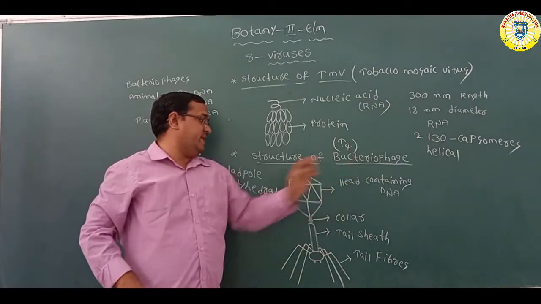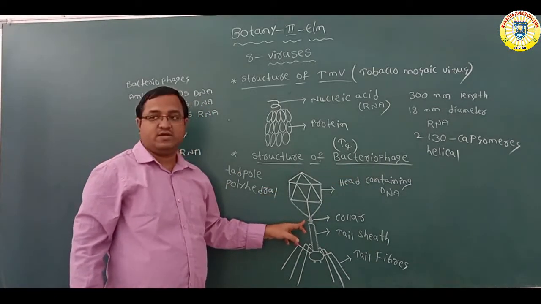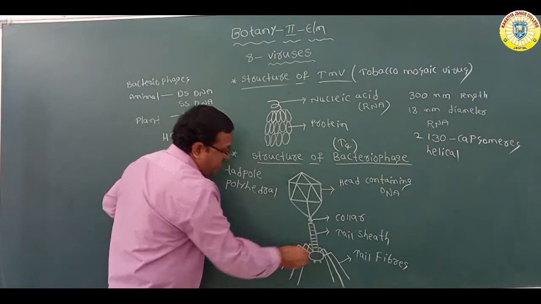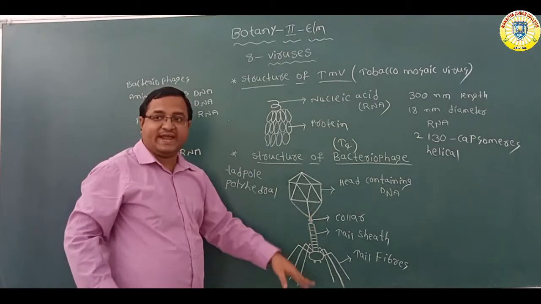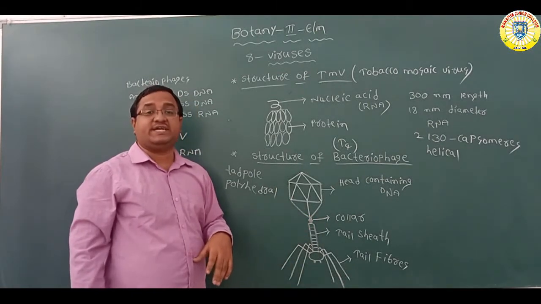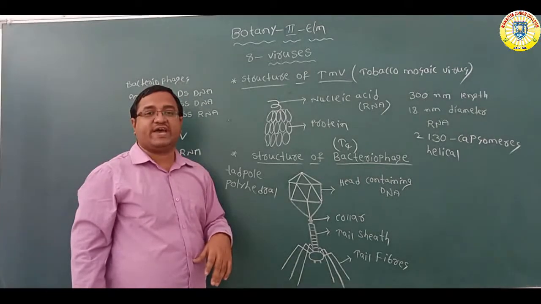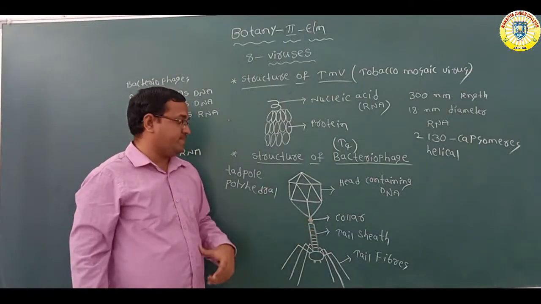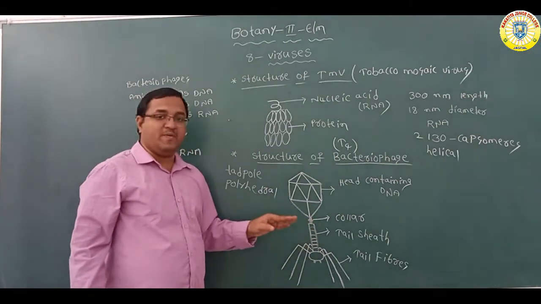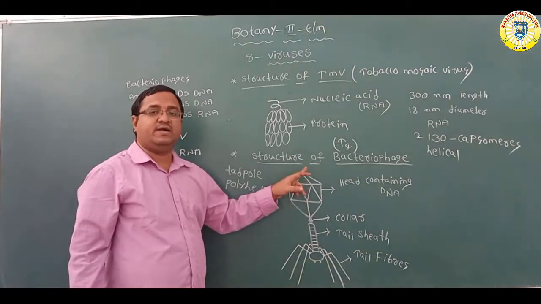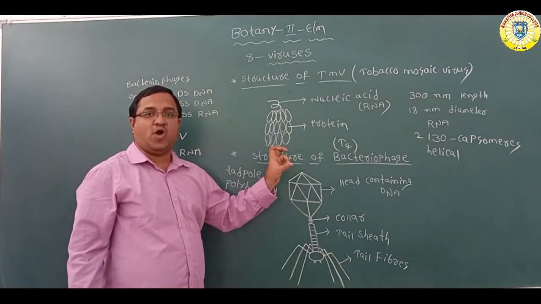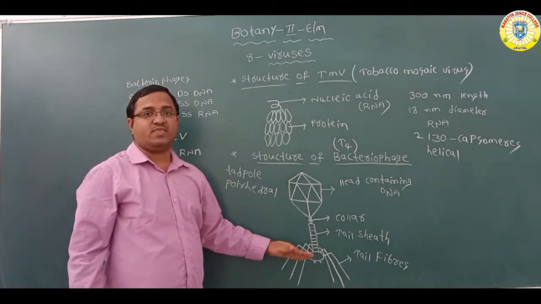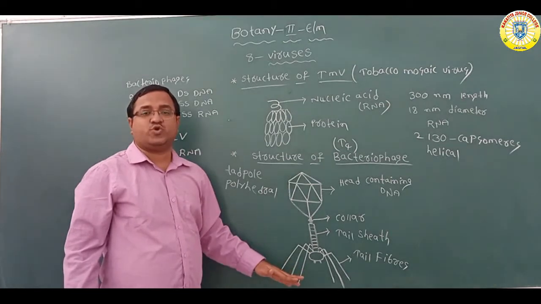Head contains DNA. Next, after the head comes the collar, and after the collar comes the tail. Head and tail both are connected through the collar. Here you can see the tail. The total structure of the bacteriophage is a tadpole larva-like structure.